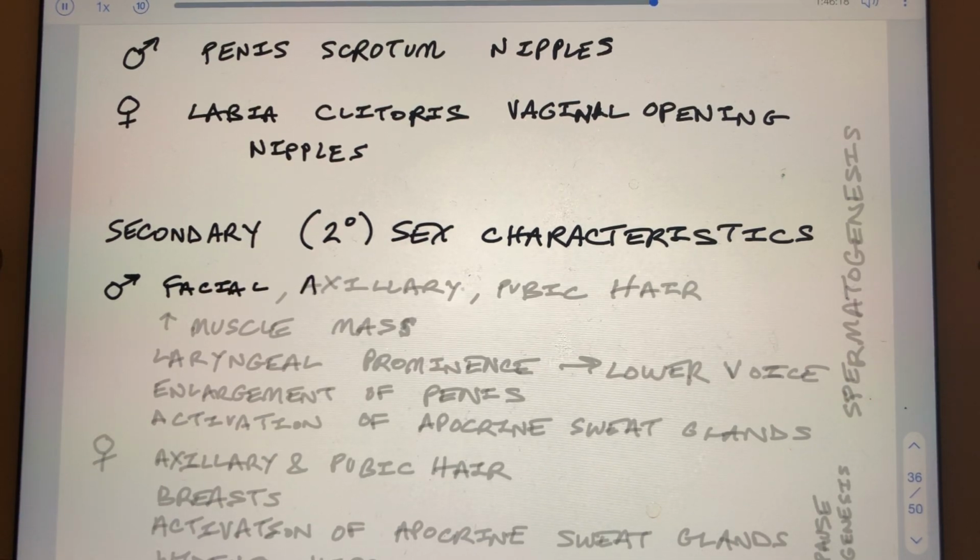facial hair, axillary hair. What does that mean? Do you remember what region axillary is? Yeah, armpit. And pubic hair, they all develop.